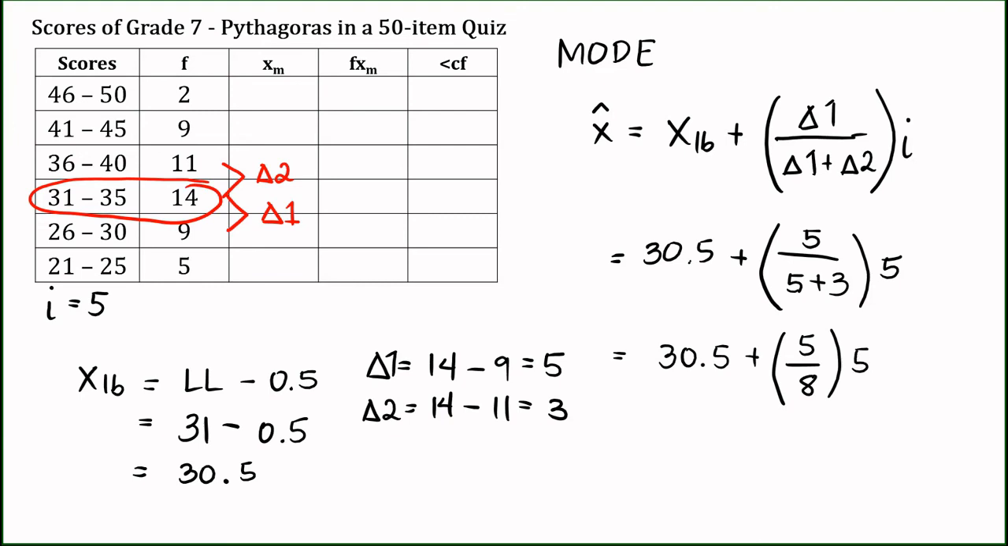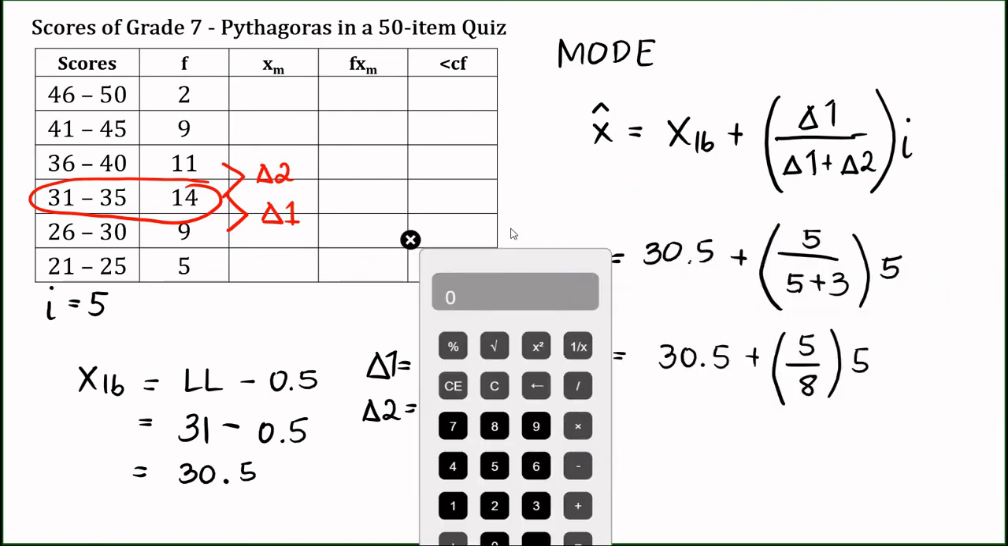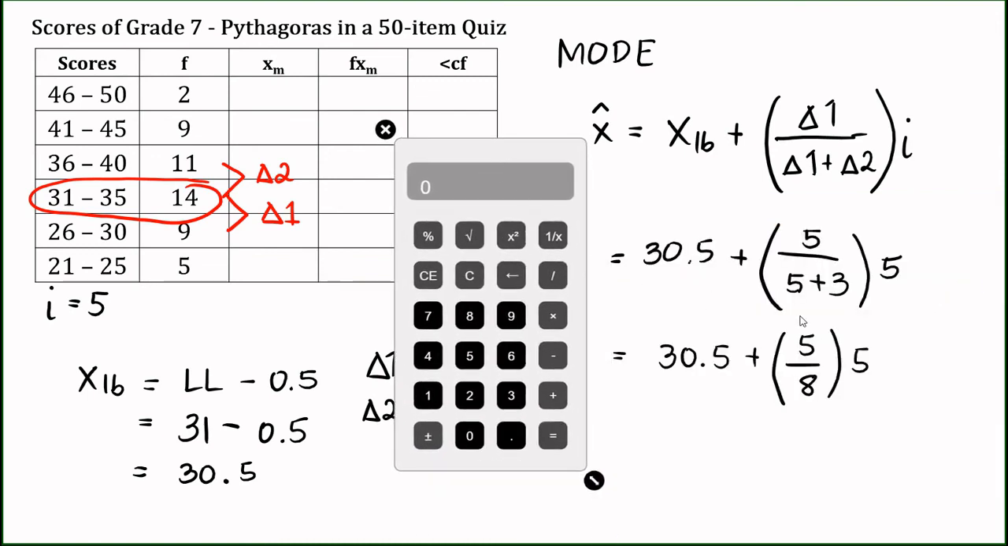Gamitin na ulit natin ang ating calculator. Magsimula po tayo dito sa fraction. 5 over 8 or 5 divided by 8 equals 0.625. Then, i-multiply na po natin ito agad dito sa interval, which is 5 times 5. And then, add the product to 30.5. Plus 30.5. Ayan. So, the answer is 33.625.